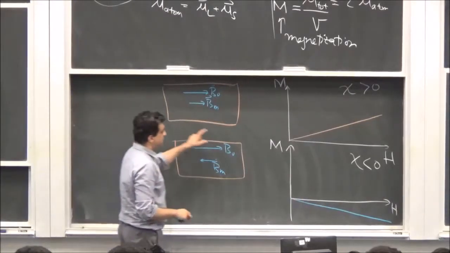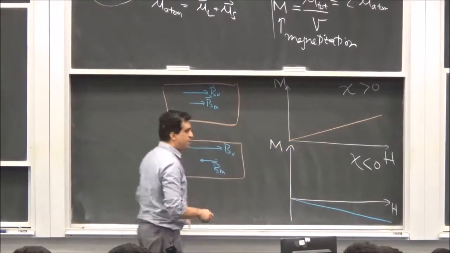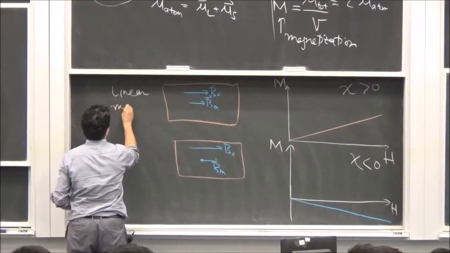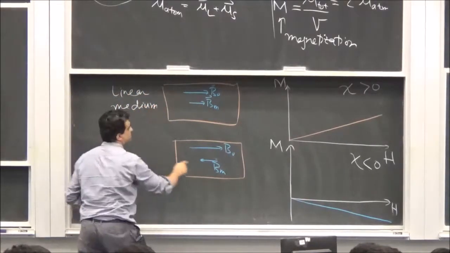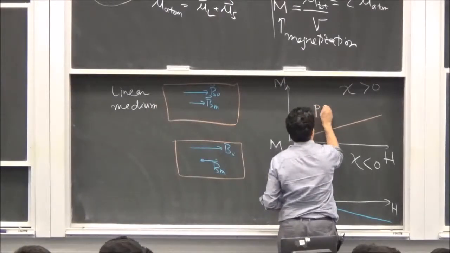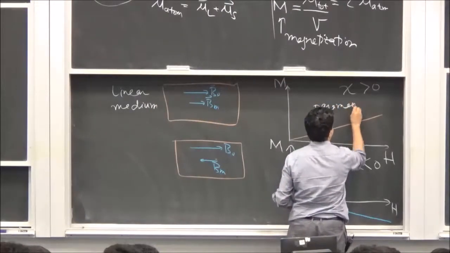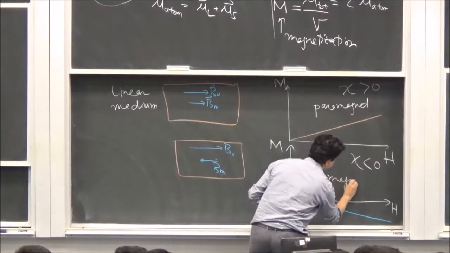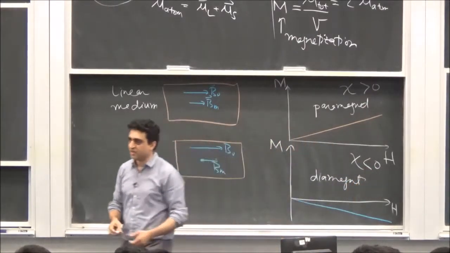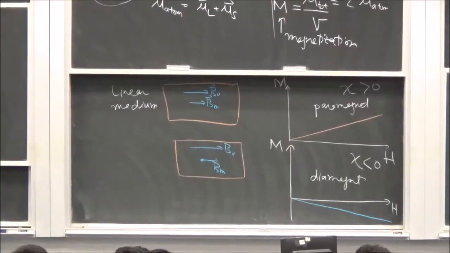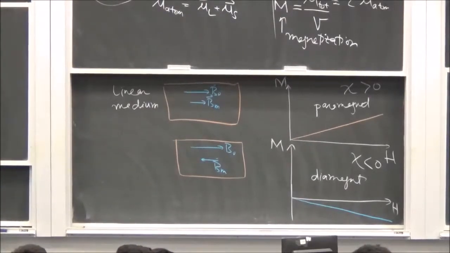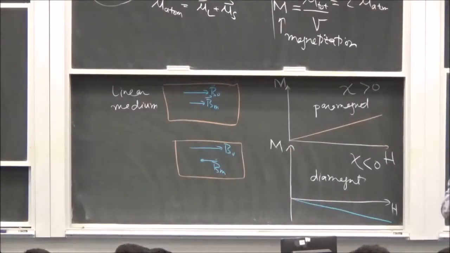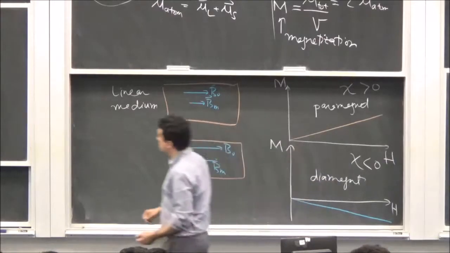Okay. So in either case, you have a linear relationship, and this is called a linear medium. Such a material is called a paramagnetic material, and this material is called a diamagnetic material. Most of the stuff you have around here is basically diamagnetic. It's not paramagnet, it's diamagnet.